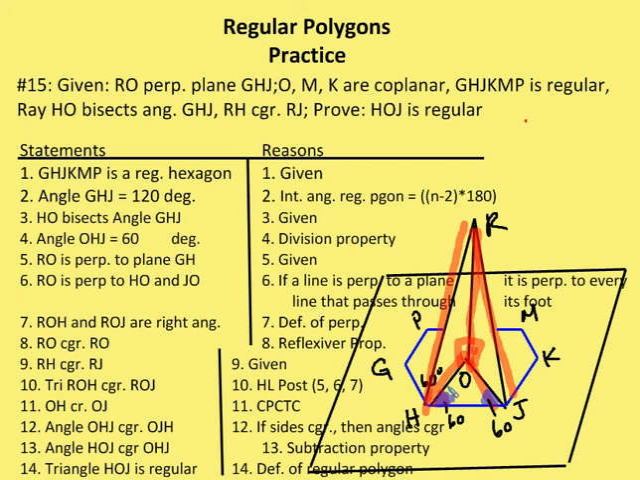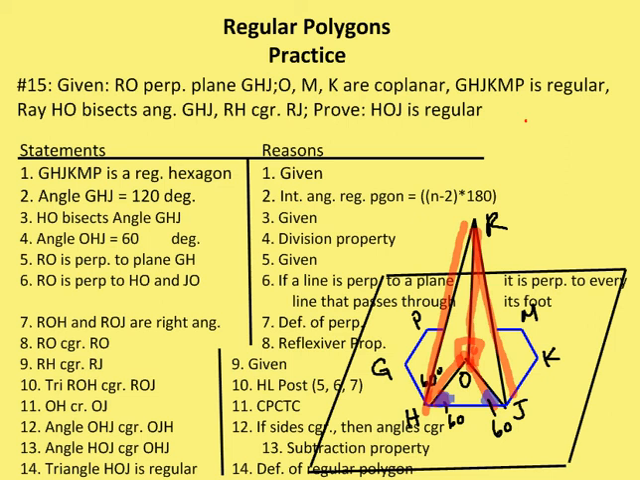And if OHJ is congruent to OJH, HOJ is also congruent to OHJ by subtraction, and those are both the two angles. So now I have a regular triangle in HOJ. All the angles are 60 degrees, and then the sides opposite them are also going to be equal. All right, moving on to the last problem.